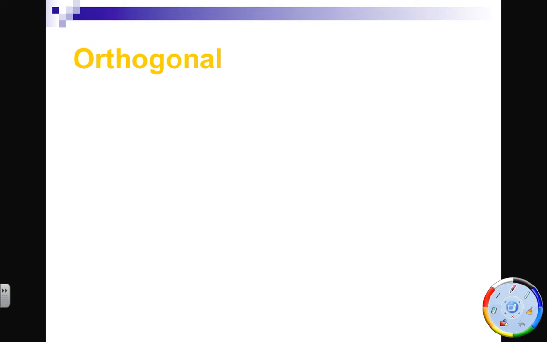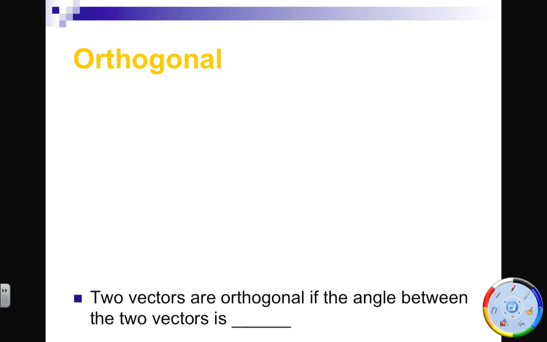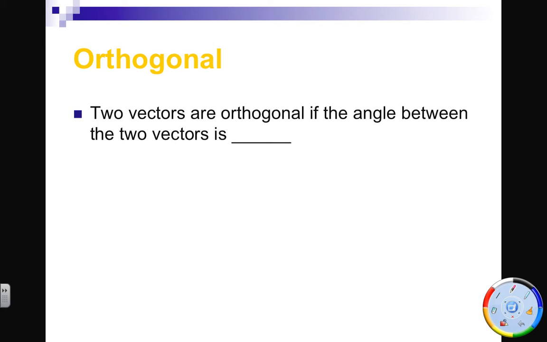Now, you do get a new word today, other than just dot product. You get a new word called orthogonal. Orthogonal basically means two vectors are orthogonal if the angle between the two vectors is 90 degrees. Now, some of you are like, well, no, if things come together at 90 degrees, that means they meet at a right angle, or they're perpendicular.